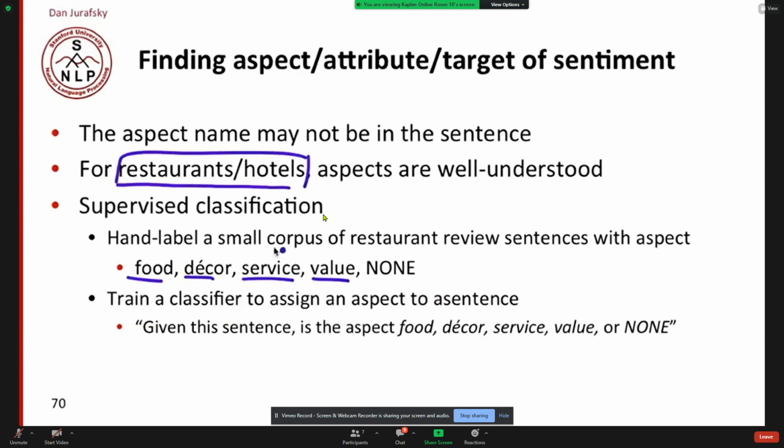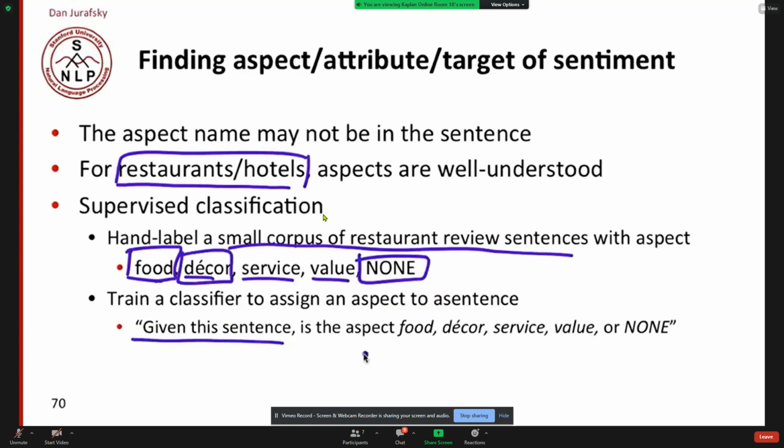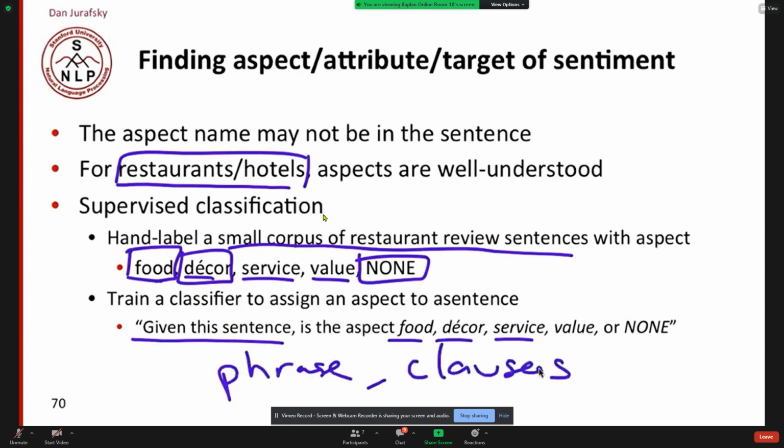And so for cases where we know in advance what the frequent aspects are, we can take a small corpus of restaurant reviews and hand label it. We'll just mark every sentence. Does this sentence talk about the food? Does it talk about the decor? Or is it none of the above? And then we can just build a classifier which, given the sentence, assigns an aspect to the sentence. Is this sentence about food? About decor? About service, and so on. And it could be a sentence, or we could assign that with phrases, or maybe with clauses, with pieces of sentences, whichever we'd like to do.